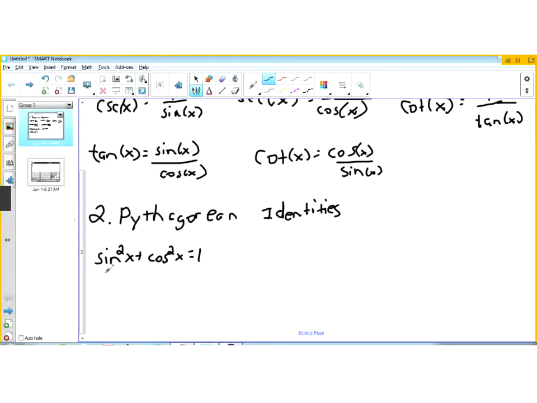All right, and then, of course, we disclosed in Chapter 2 that if we divide both sides of this equation by the cosine squared x, we'll get tangent squared x plus 1 is equal to secant squared x. Okay, and then if we divide both sides of this equation by sine squared x, we'll have 1 plus cotangent squared x is equal to cosecant squared x. Okay, so these are the Pythagorean identities.